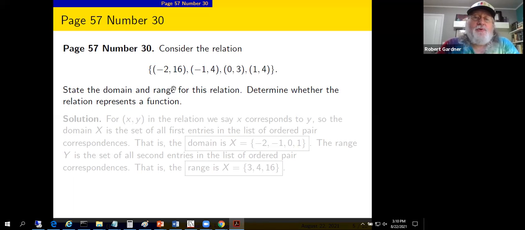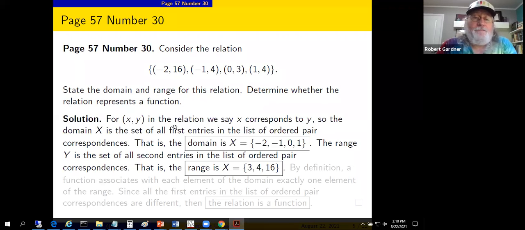Here's a relation. -2 is associated with 16. -1 is associated with 4, 0, and so forth. State the domain and range of this relation. Determine whether the relation represents a function. Well, if we look at these ordered pairs X, Y in the relation, we say X corresponds to Y, X is mapped to Y if you like. So the domain, capital X, is the set of all first entries in the list of ordered pairs. So the domain consists of the first element, the first element, the first element, the first element. That's -2, -1, 0, 1. That's the domain of this relation.